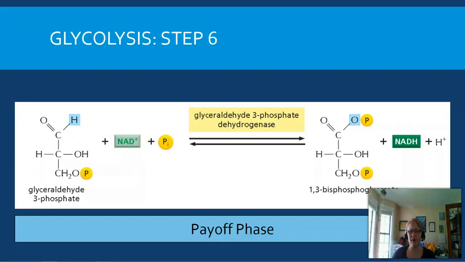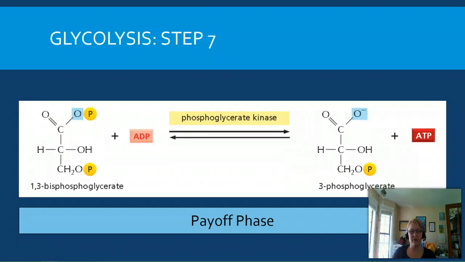Now remember, we're going to have this process occur twice because we have 2 G3P molecules at this point. So everything from step 6 on is going to occur twice, even though we're only going to talk about it happening once. So in this step, what we see here is the NAD plus is going to gain an electron, and we're going to lose that phosphate group to make NADH. And so we end up with 1,3-bisphosphoglycerate. So the new sugar has 2 phosphates, and NADH has come off and now has a charged electron that it can go to the electron transport chain to use.